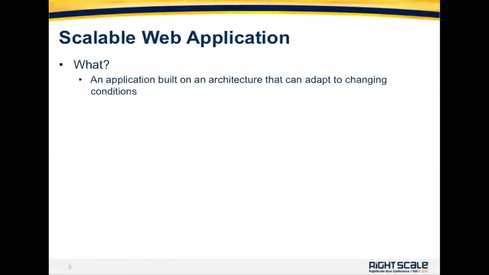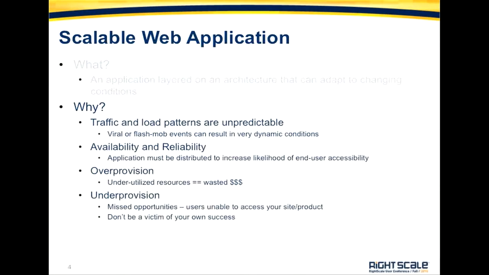So first of all, what is it, right? Well, it means different things to different people, but for the intent and purposes of this discussion and what we're going to go through today, basically an application built on an architecture that can adapt to changing conditions, all right? And why is that? Well, traffic and load patterns are unpredictable, right? If you guys are in flash crowd or viral type events, you don't know what kind of user traffic your site is going to see. So you need to be able to adapt to those dynamic conditions.